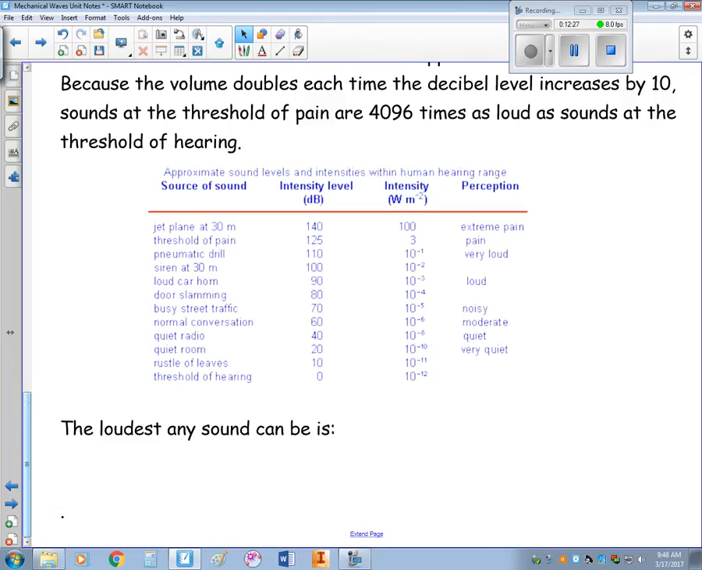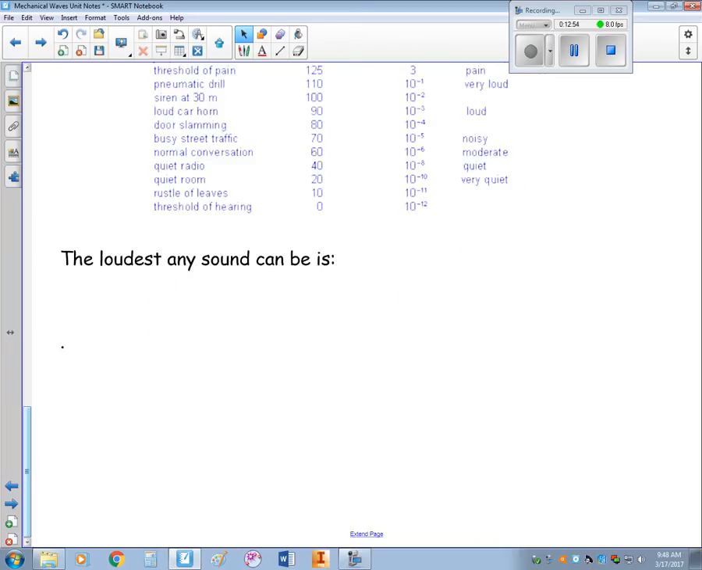A loud car horn is around 90 decibels. And notice up here, 125 is about the intensity of the threshold of pain. So we have some different things here. If you are exposed to 80 decibels or louder for a long period of time, it can cause damage. So a lot of times if you work in a factory, they'll make you wear ear protection.